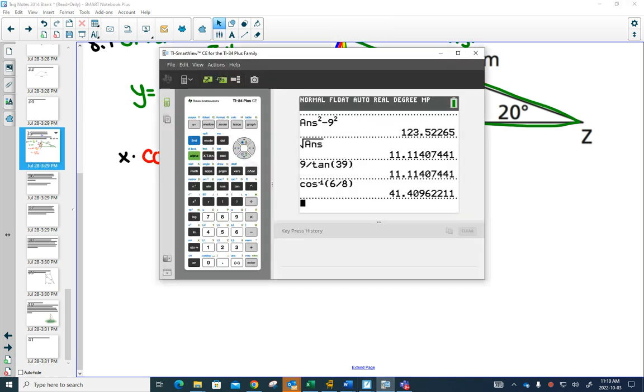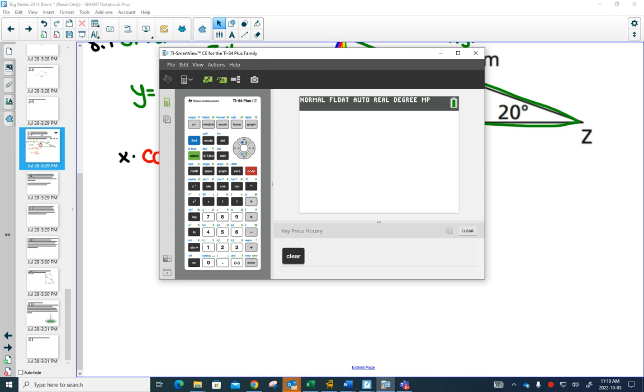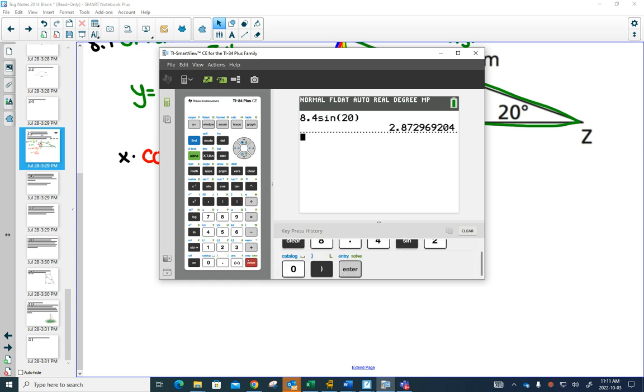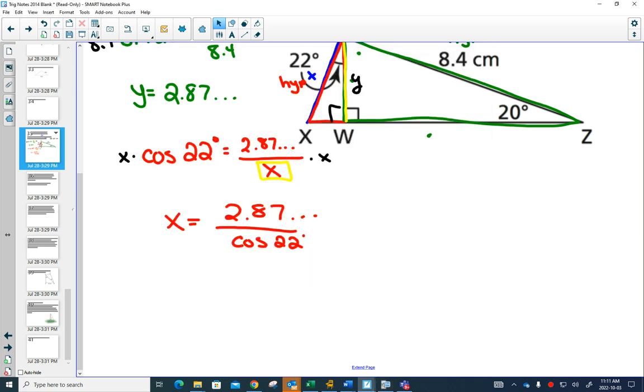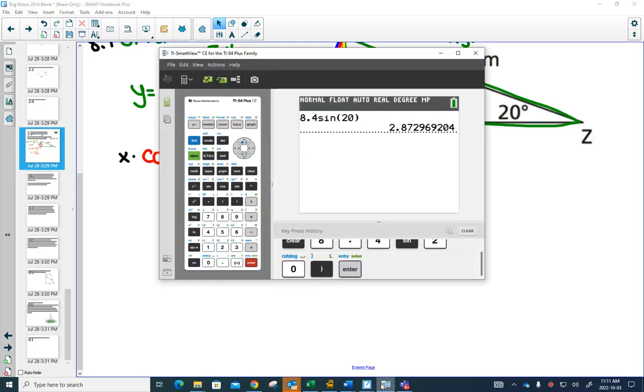So now that my calculator is working, I can do the first one again. Remember, in the first one, we had 8.4 sine of 20. And this is where we got the 2.87.... And now we want to do 2.87 divided by cos 22. On almost all calculators, if you have the answer, you can just hit divide. It takes that answer and says, what would you like to divide that answer by? We can take that answer and divide by cos of 22. And we get 3.0985.